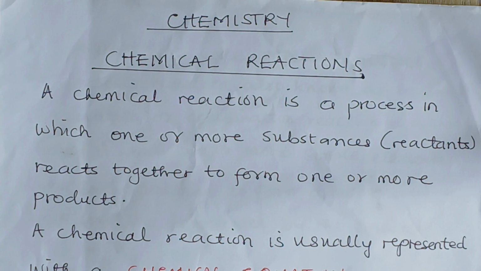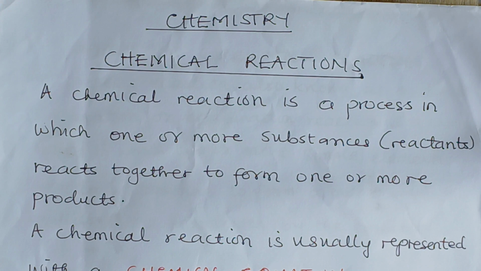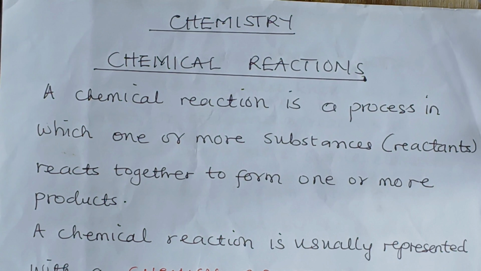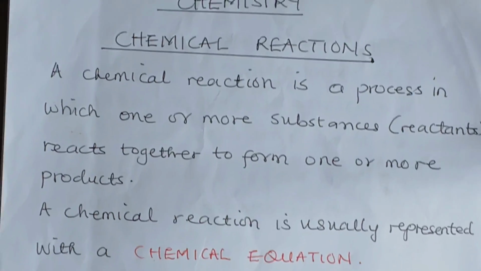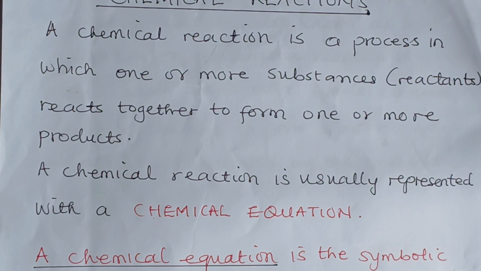So when you understand the principle behind identifying the kind of reactions that occur and the nature of reactants reacting together to form product, you'll be able to understand how to write chemical equations better. So a chemical reaction is actually a process in which one or more substances, that's the reactants, react together to form one or more products. And chemical reactions are usually represented with a chemical equation.